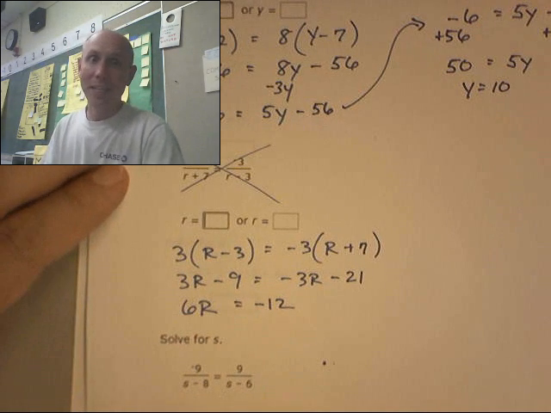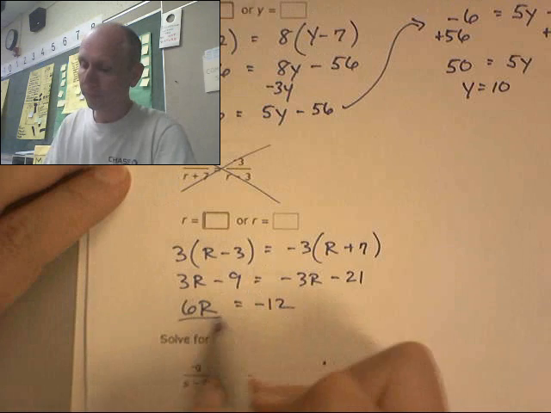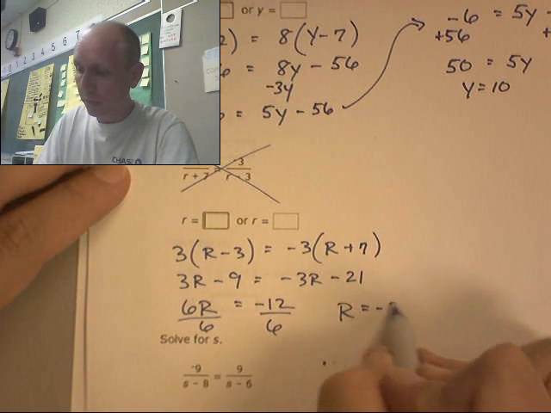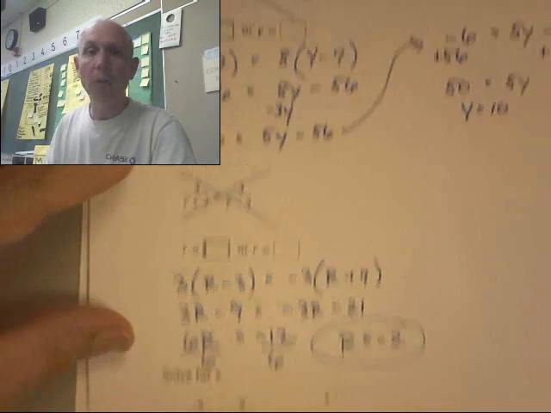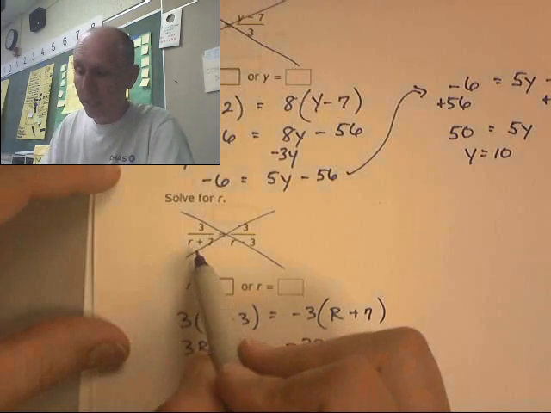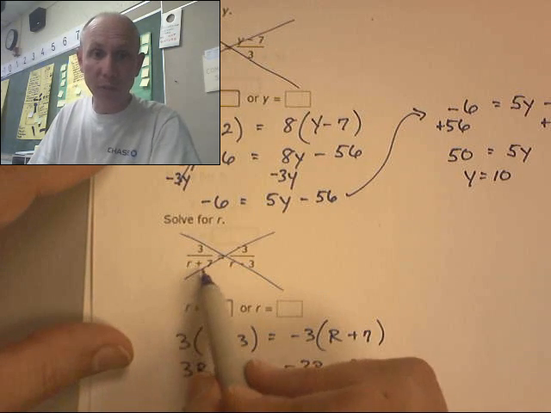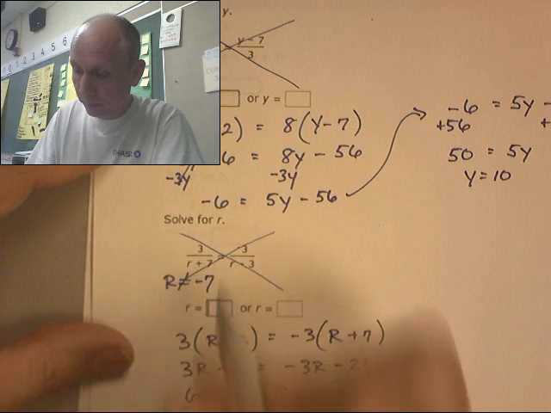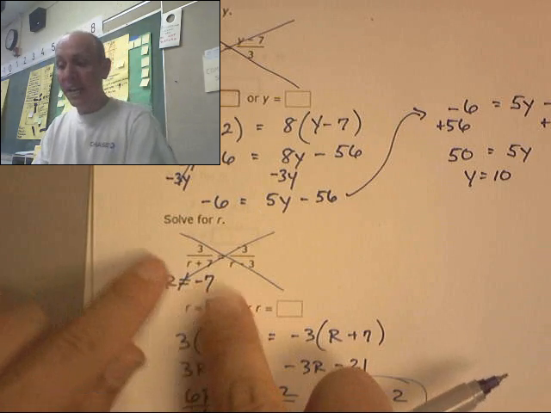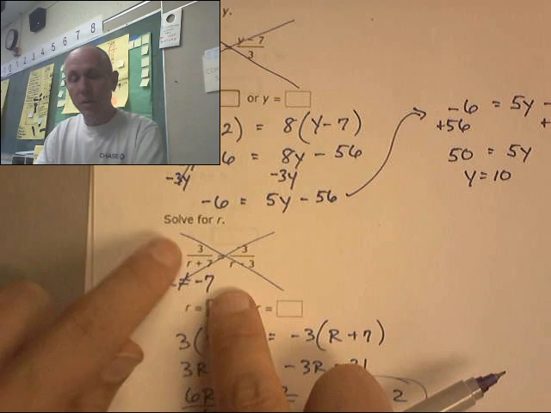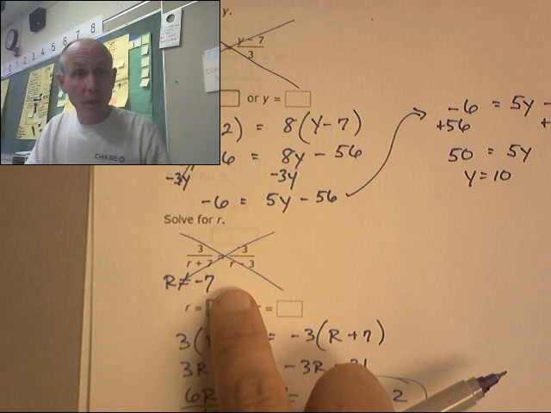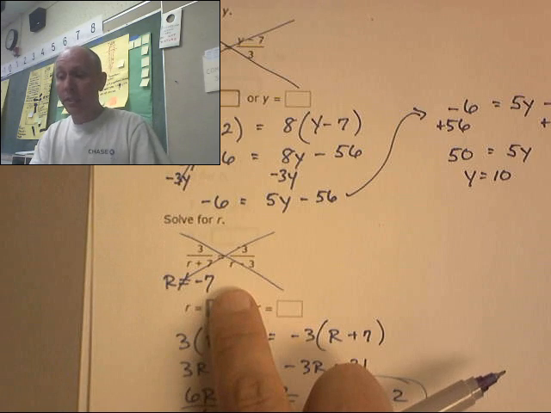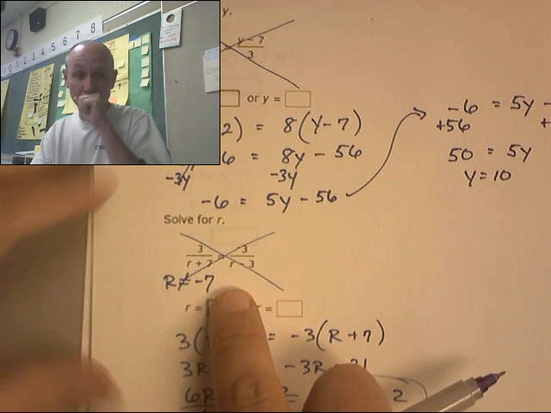I did some steps in my head there. And I'll divide both sides by 6. It's going to give me r equals negative 2. Now, one thing we have to think about is that we know a couple of things that can't be solutions. r plus 7, so r cannot equal negative 7, because negative 7 plus 7 is 0, and I can't divide 3 by 0. So the equation blows up if there's a negative 7 right there.